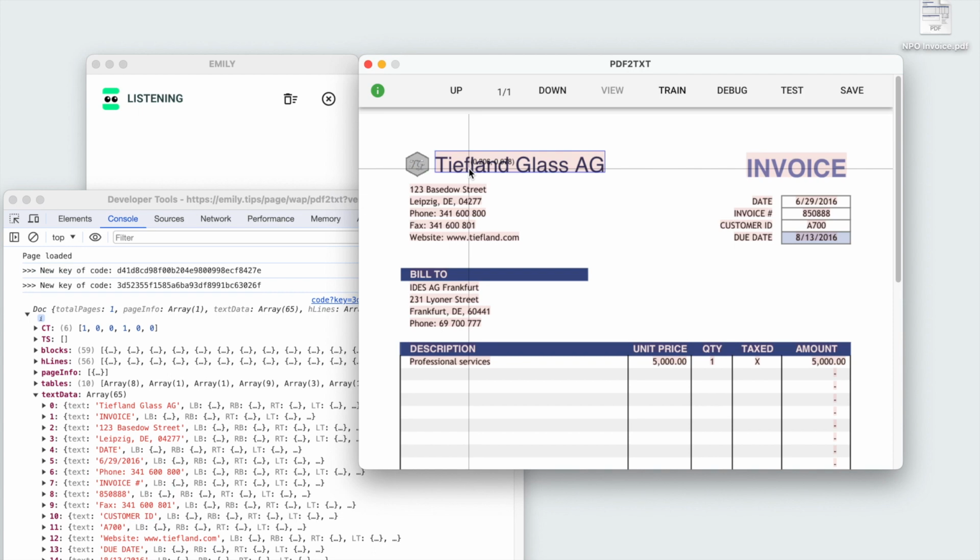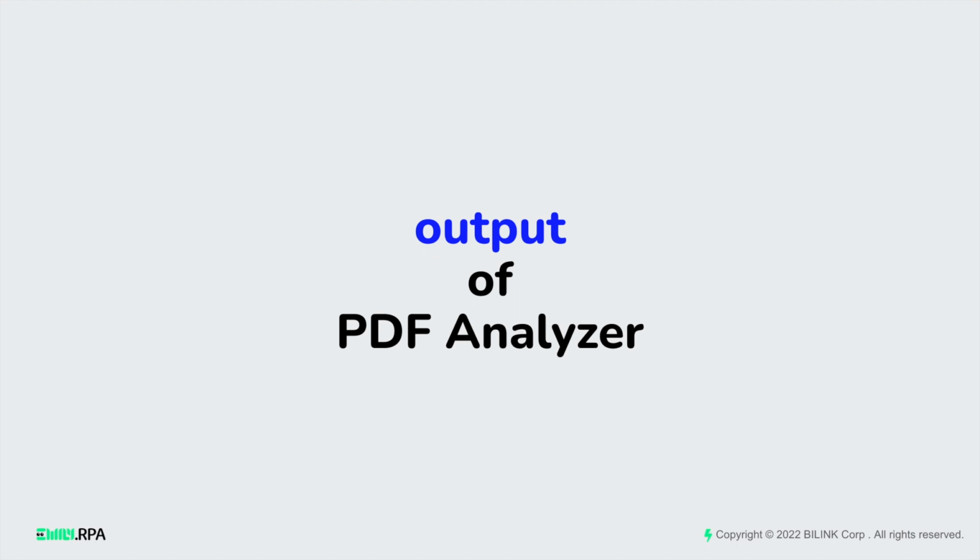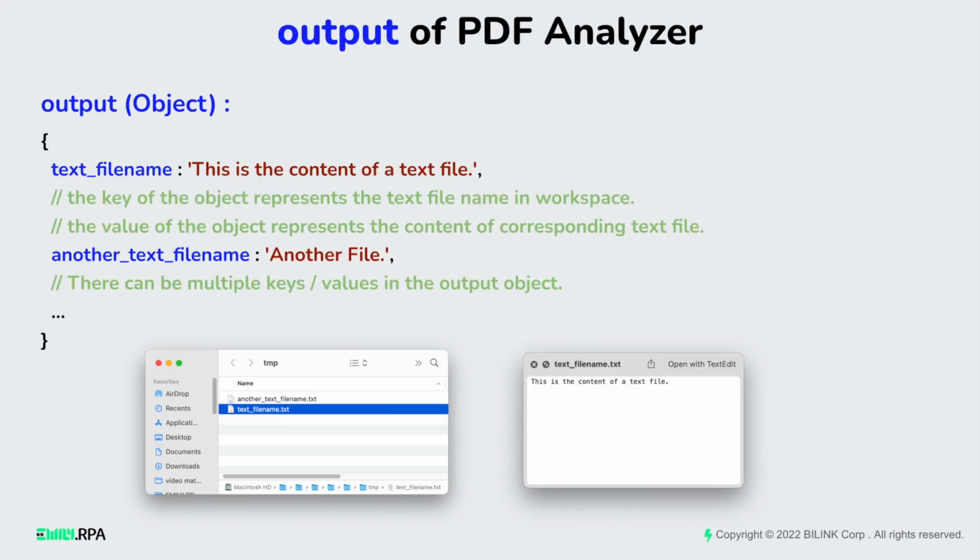Let's take a look at the output variable in the PDF Analyzer module. In the PDF Analyzer module, the output variable is used to output the specified information as a text file. The output variable is formatted as an object. Each key in the object is a file name representing a text file. Each value corresponding to each key is the content of the text file.